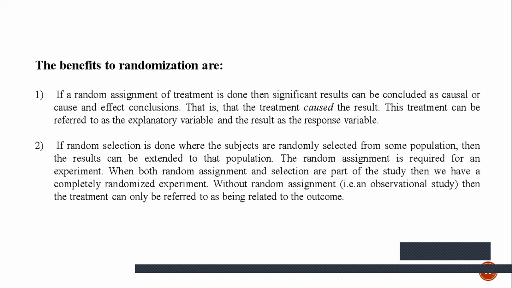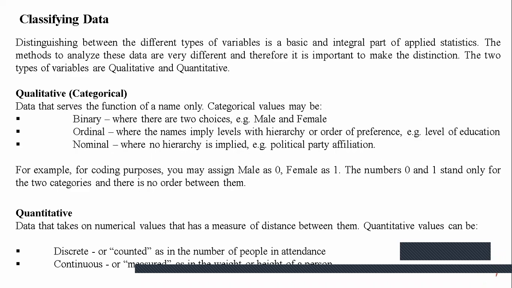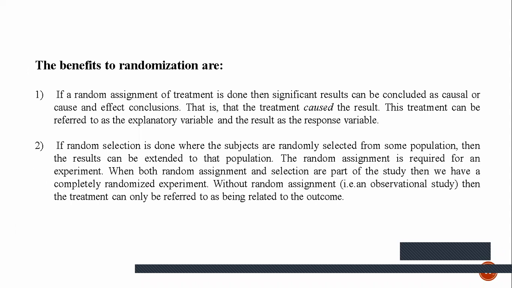So here I have mentioned the benefits of randomization also. You can read these ones. If a random assignment of treatment is done, then significant results can be concluded as causal, or cause and effect, conclusions, that is, that the treatment caused the result. So this treatment can be referred to as the explanatory variable and the result as the response variable. So the result would be the y value and the input value would be the treatment.